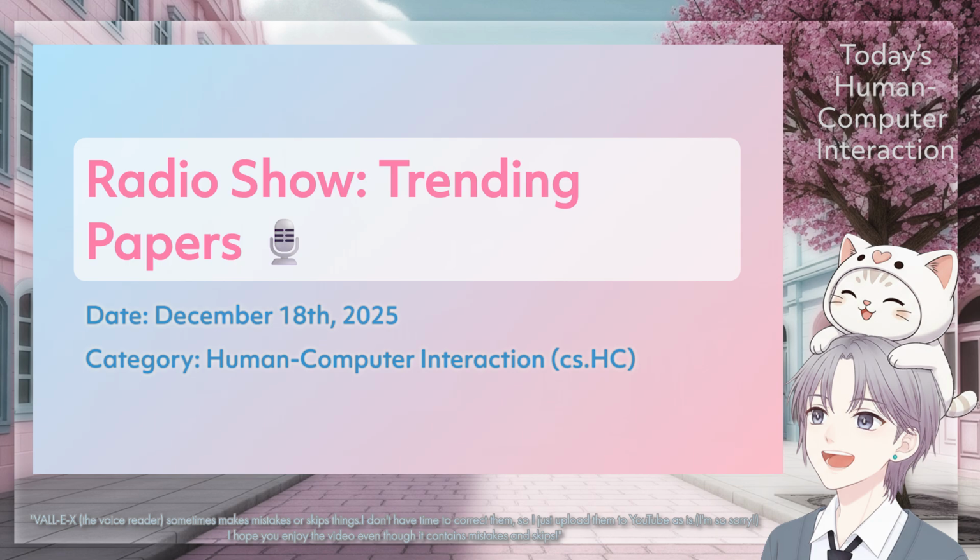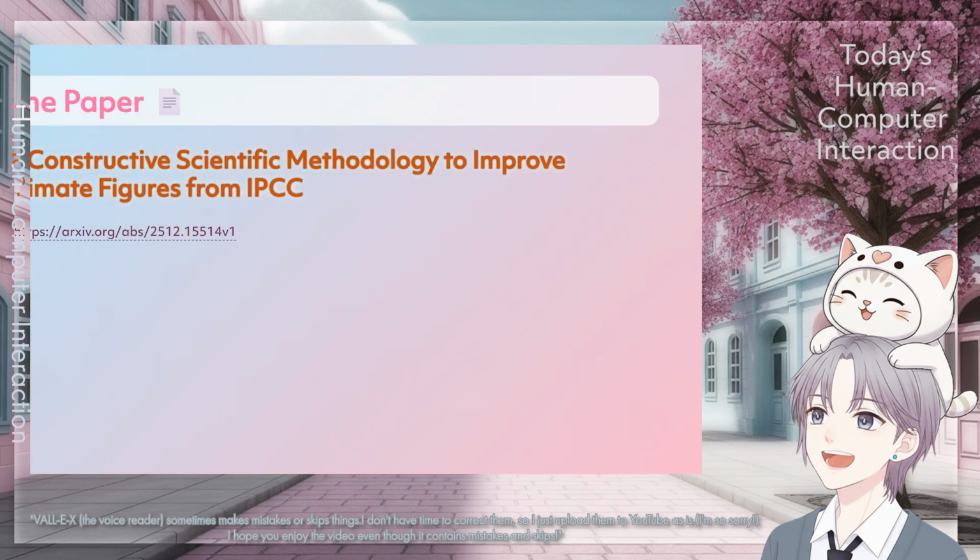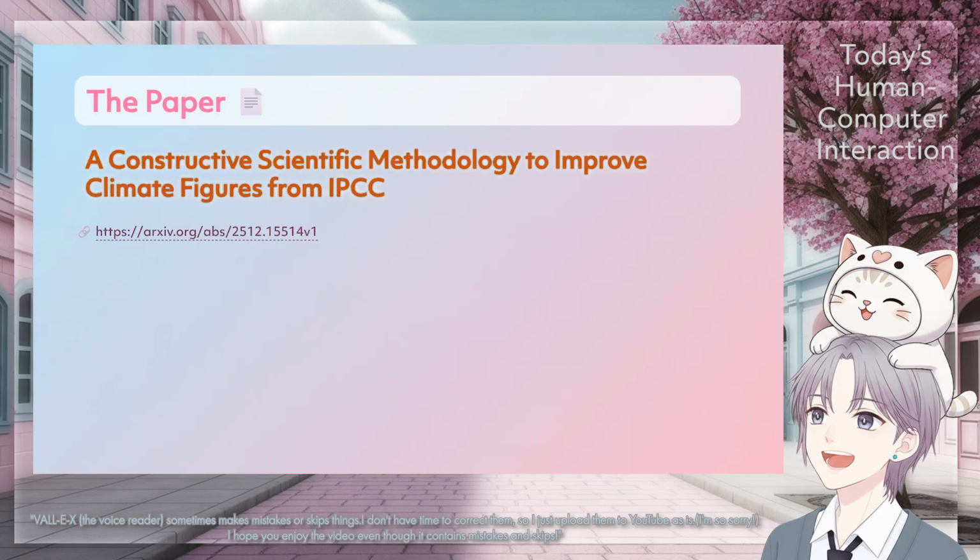I'm your host, HCI. Today, we are going to talk about a very interesting paper from the archives. It is about how we see and understand important information about our planet. The topic falls under human-computer interaction, or what we call cs.HC. Let me introduce the title of the article. It is called A Constructive Scientific Methodology to Improve Climate Figures from IPCC.